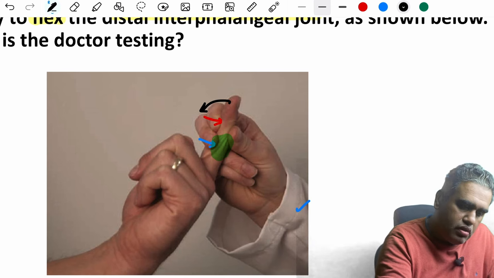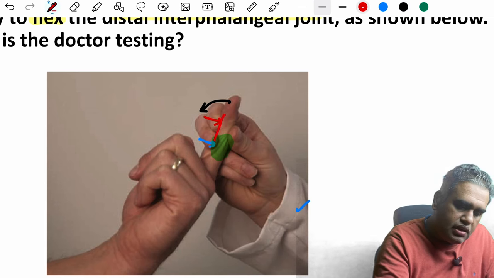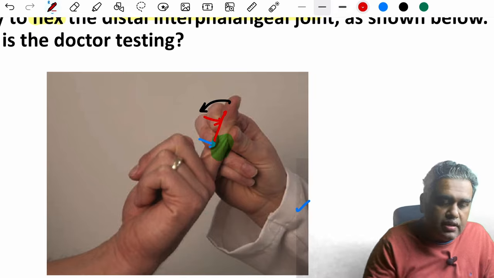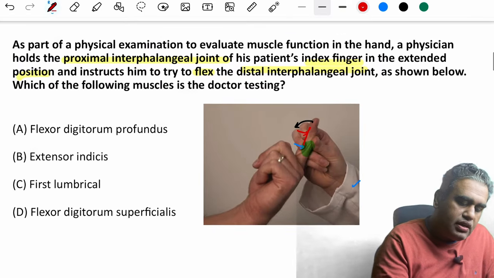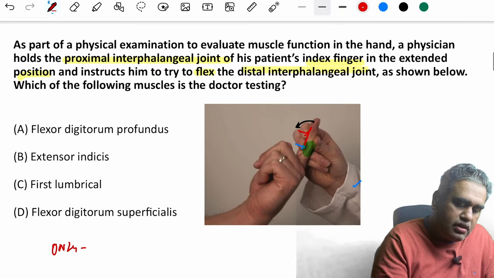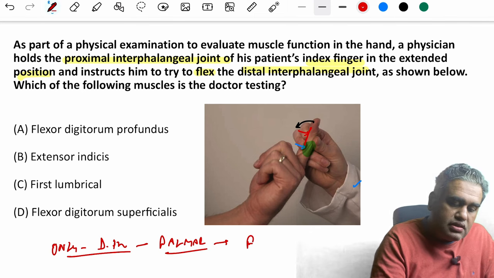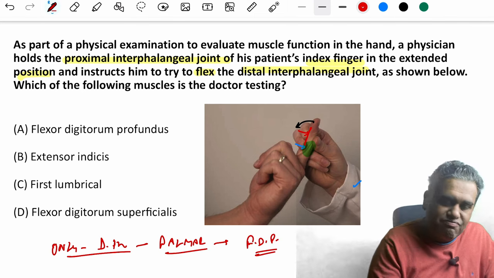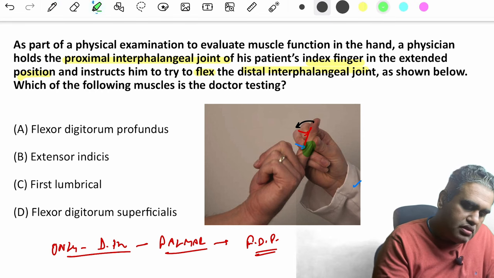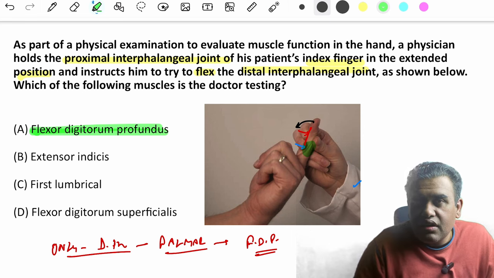Therefore, we have seen now that the only tendon that reaches the distal phalanx on the palmar aspect of the fingers is the flexor digitorum profundus. Hence the answer is therefore straightforward, option number A, flexor digitorum profundus.